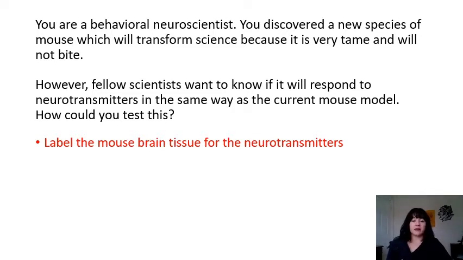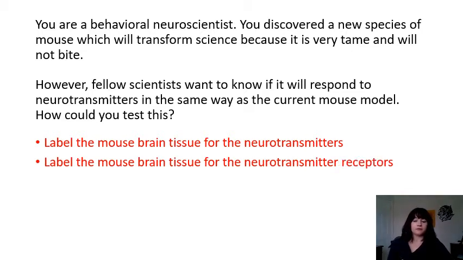So again, you could label the mouse brain tissue for neurotransmitters. And you've done cell labeling before, right? So you did immunocytochemistry. That was labeling proteins, cells in a dish. If you were looking at slices of tissue, it's the same technique, just slightly modified, called immunohistochemistry. So histo has to do with tissue, right, slices. So you could use immunolabeling to identify where those neurotransmitters are present. You could also use labeling to look not only for the neurotransmitters, but for their receptors as well.